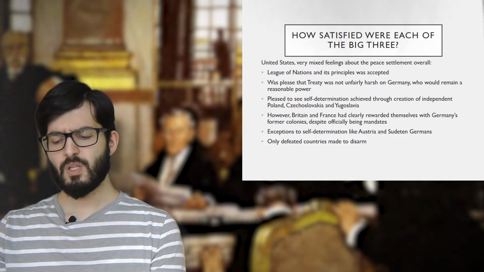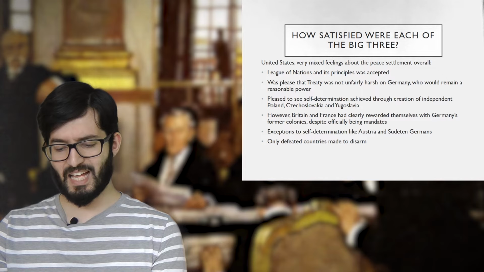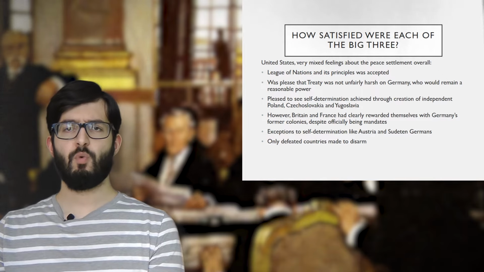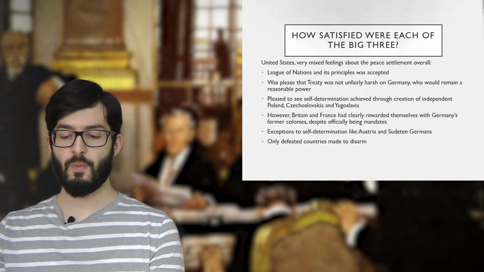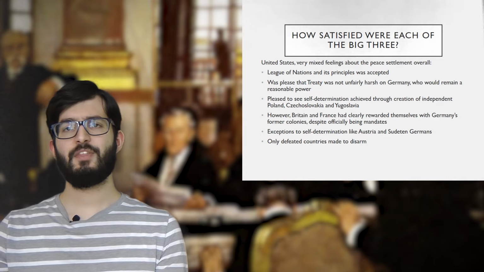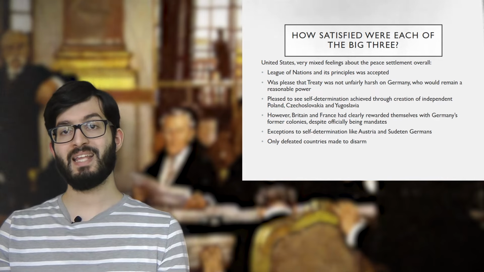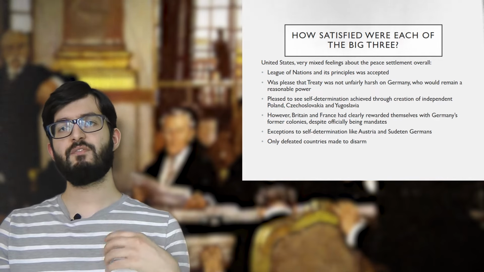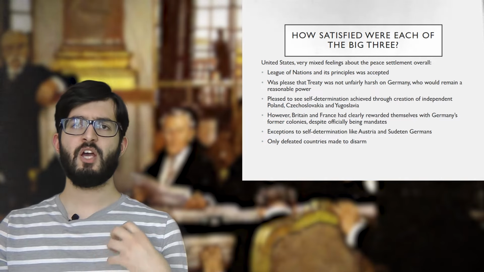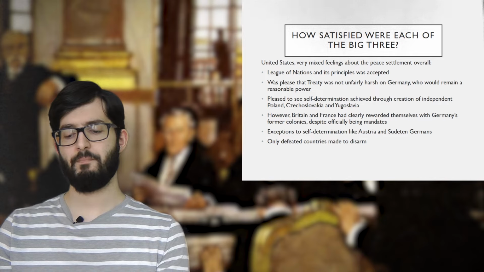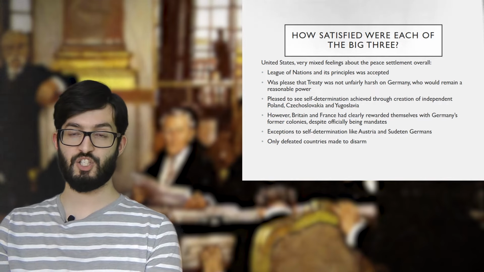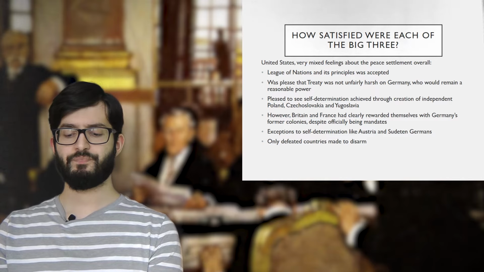However, they are not pleased at all by the behaviour of the British and the French, who clearly rewarded themselves for their victory in the war by essentially helping themselves to Germany's colonies. Now, technically, those colonies are given to the League of Nations as mandates, but the League of Nations then gives those colonies to Britain and France to govern in their name. And so they are essentially colonies in all but name. And this does not please the US, who wanted these countries to become independent eventually.